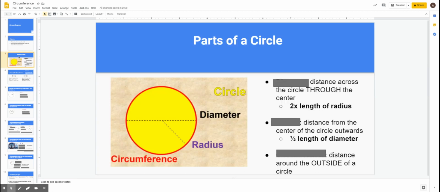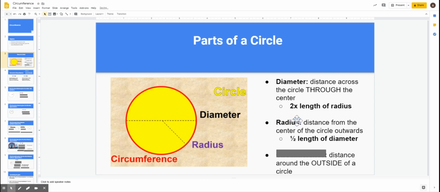Before we can begin, we have to understand what the parts of a circle are. So the first thing you need to know is diameter. Diameter is the distance across a circle through the center. So here, this line represents the diameter.